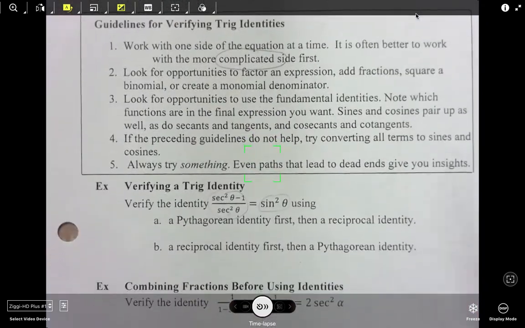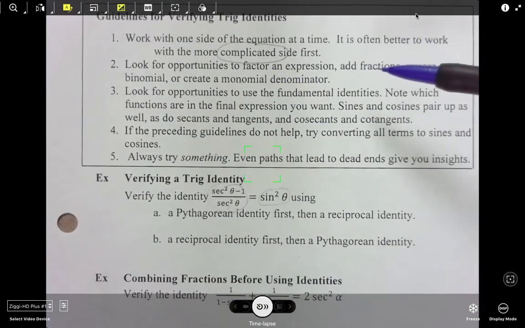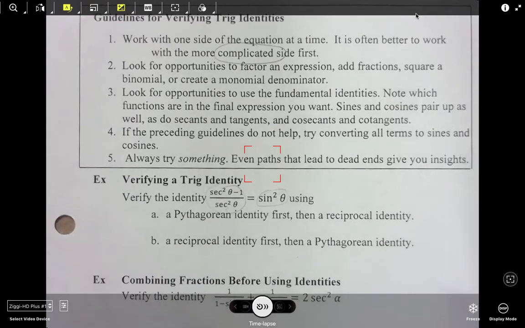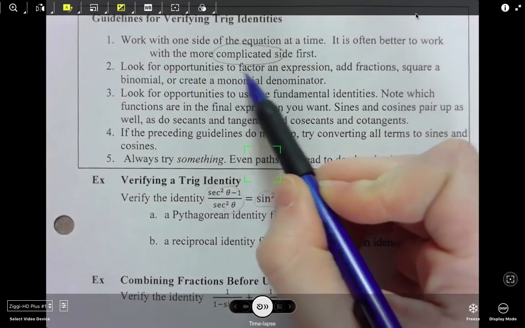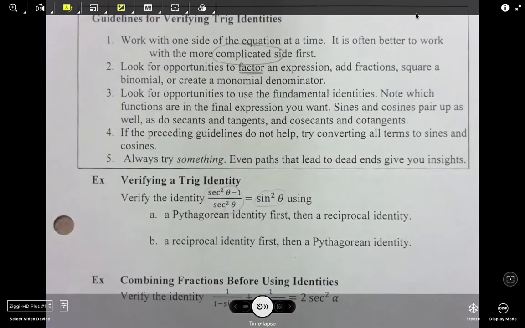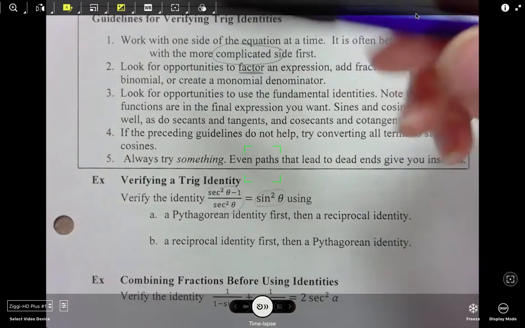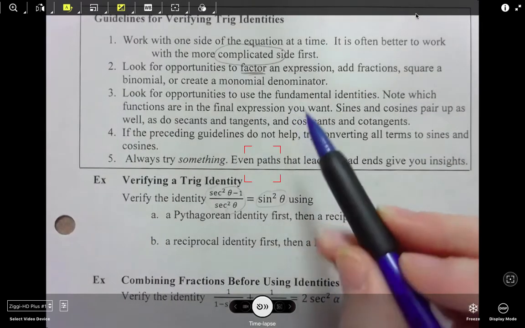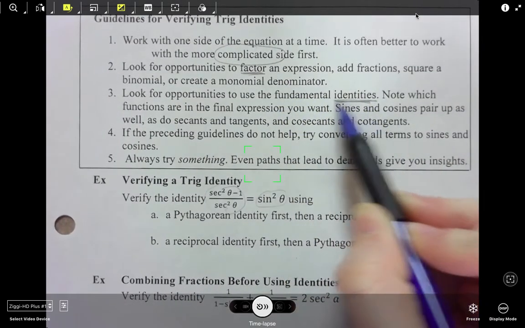Number 2, look for opportunities to factor an expression, add fractions, square a binomial, or create a monomial denominator. You're going to want to factor things out and cross things out if you can. That will help reduce one side down. Number 3, look for opportunities to use the fundamental identities. That's when you're going to use that other sheet or your unit circle if you've got them all written on there. So you want to use those identities when you can.